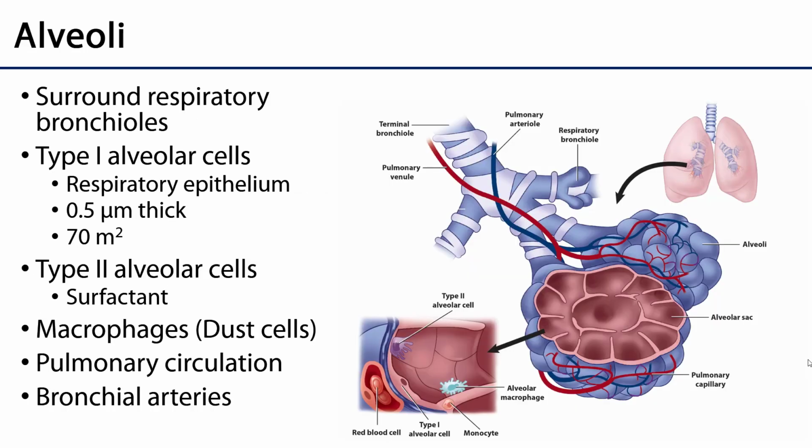So if you recall, the respiratory system is broken down into two zones. The first is the conductive zone, and the second is the respiratory zone. So the conductive zone is for moving air in and out of the respiratory zone, and the respiratory zone is for gas exchange between the contents of the respiratory system and the cardiovascular system.